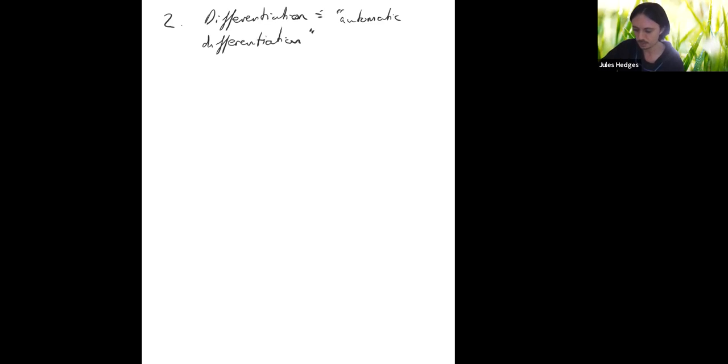Okay, the first application I'm going to talk about is differential calculus, differentiation, which is the same thing as automatic differentiation, which equals backprop. Reverse mode automatic differentiation.